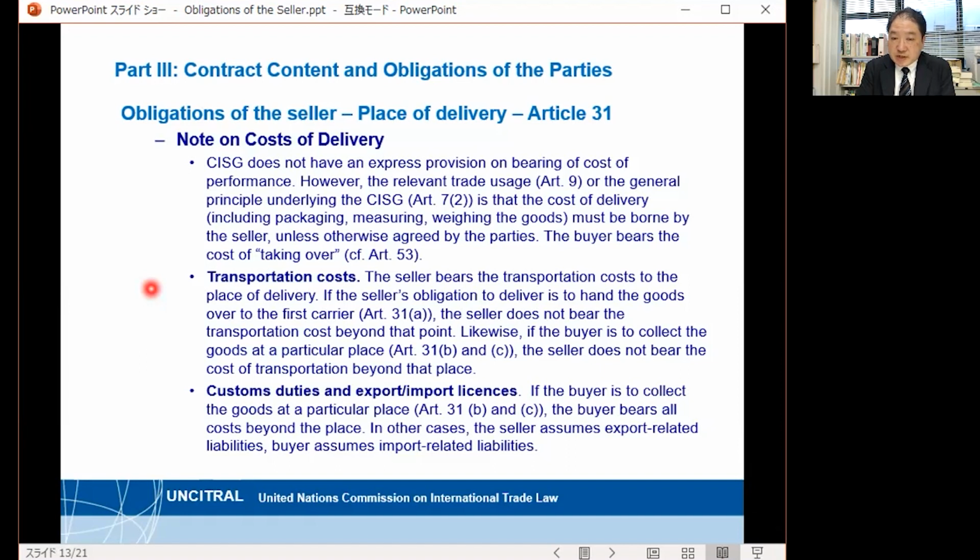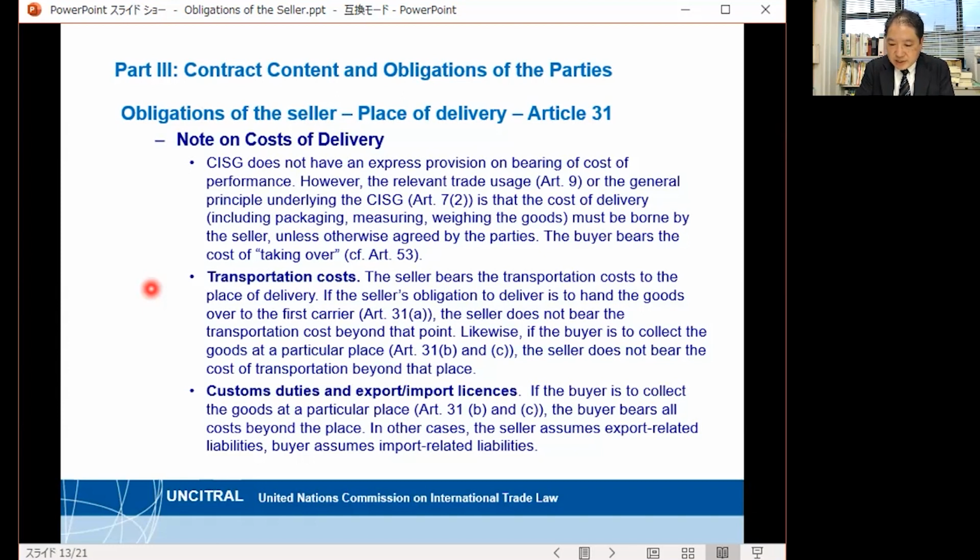If the seller's obligation to deliver is to hand the goods over to the first carrier, which is a case where the sale involves carriage of the goods, in that case, the seller does not bear the transportation cost beyond that point. It bears the cost to that point, but not beyond that point. Likewise, if the buyer is to collect the goods at a particular place, which is the case when Article 31B or C applies, the seller does not bear the cost of transportation beyond that place. Because by delivering at that place, the seller has already performed. And that's for transportation costs.